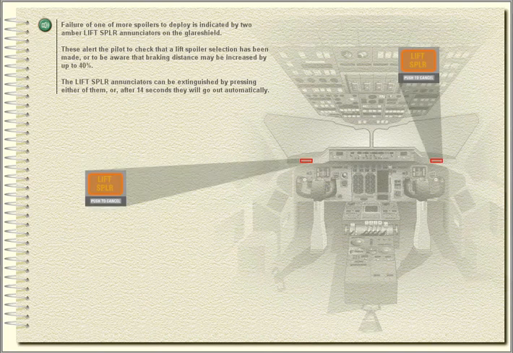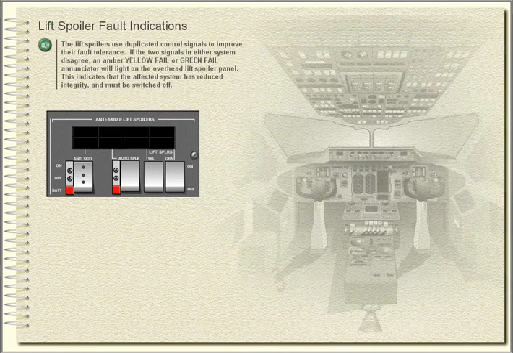Failure of one or more spoilers to deploy is indicated by 2 amber lift spoiler annunciators on the glare shield. These alert the pilot to check that a lift spoiler selection has been made, or to be aware that braking distance may be increased by up to 40%. The lift spoiler annunciators can be extinguished by pressing either of them, or after 14 seconds they will go out automatically.